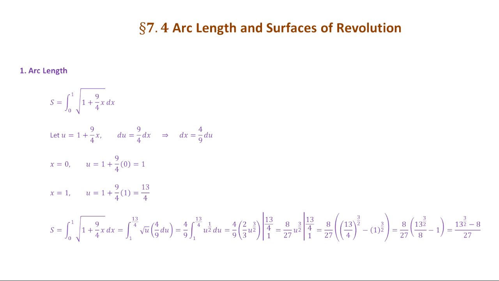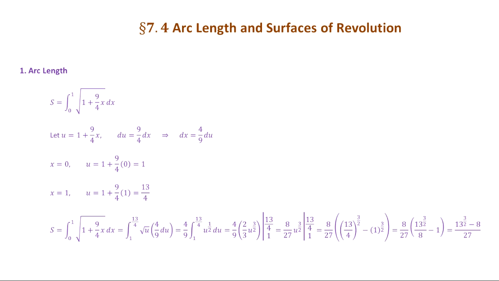So the integral of the square root of 1 plus 9/4 x from 0 to 1 becomes the new integral over u from 1 to 13/4. And the square root of 1 plus 9/4 x is just the square root of u because u is the part inside the radical. And then dx is just 4/9 du as we already did on the second line on this page. So then you can integrate it easily.